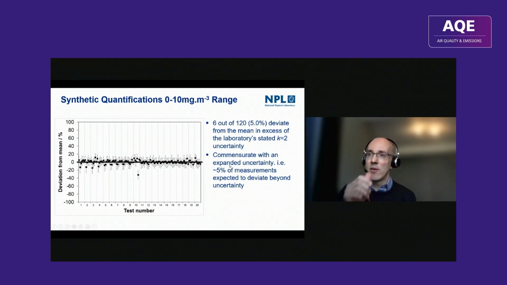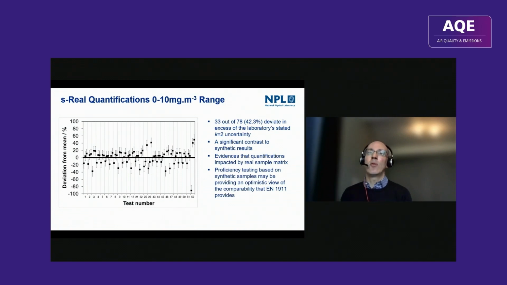So what about the simulated real samples if we look at them across the same concentration range? Well, this is the graph for them. Straight away you can see visually that we've clearly got more scatter than we had for the synthetic samples. Here we now see that a touch over 40% of the measurements deviate in excess of the laboratory's stated uncertainty. So we have a bit of a contrast there.